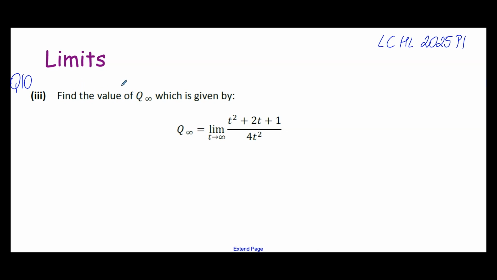Okay. So here we have to find the value of q as t goes towards infinity, which is given by this expression. And then we are given that value of t, so this number here, and this number here, and this number here, they go towards eternity. What does that mean? That means that they can become very, very, very big numbers.